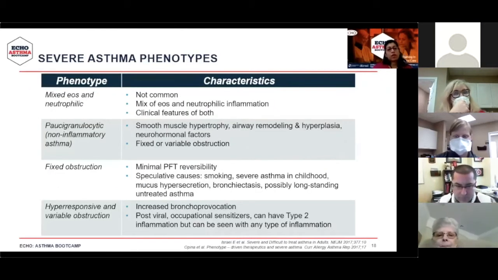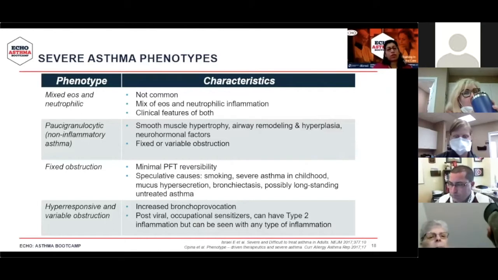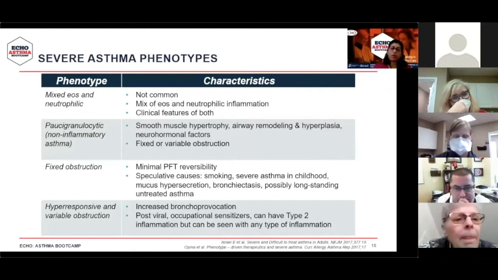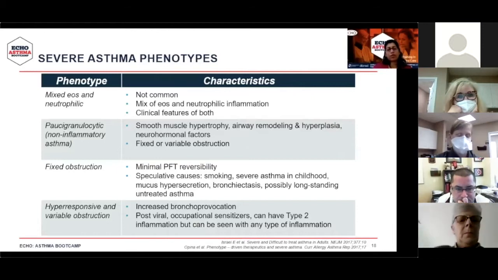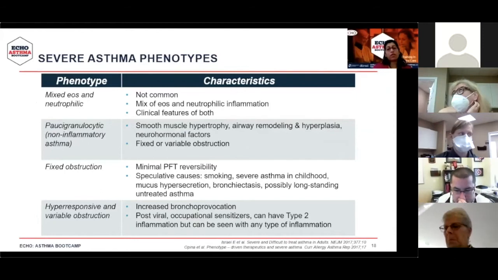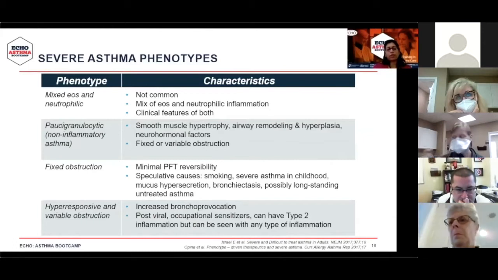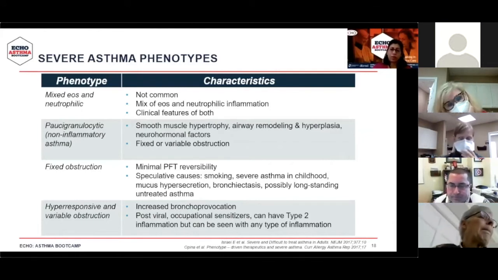There's a phenotype of mixed eosinophilic and neutrophilic inflammation. This is not quite common and will often have overlapping clinical features of both types of phenotypes. The non-inflammatory asthma, granulocytic asthma, these tend to have a lot of smooth muscle hypertrophy, airway remodeling, and hyperplasia. They may also have fixed or variable obstruction on pulmonary function tests. There are patients with fixed obstruction. Again, these are patients like COPD. They don't have a lot of reversibility on their pulmonary function tests.